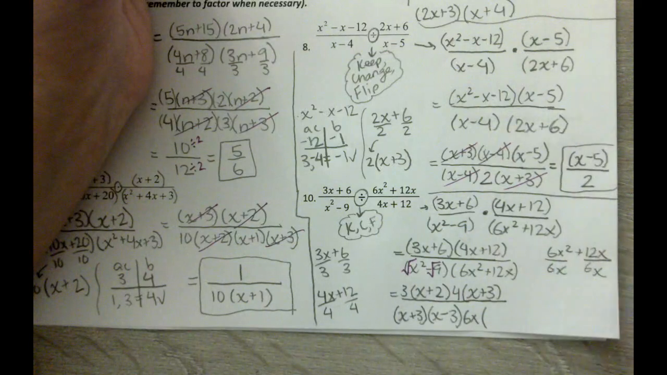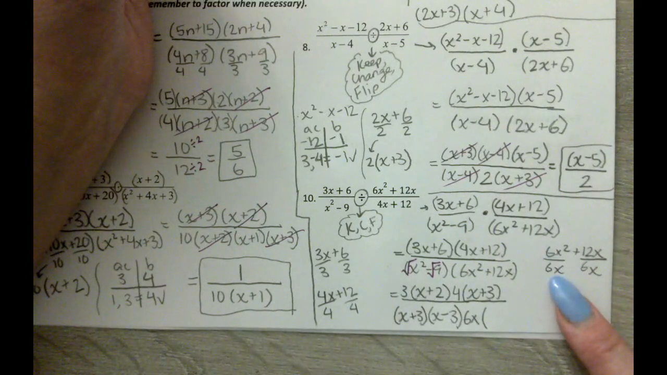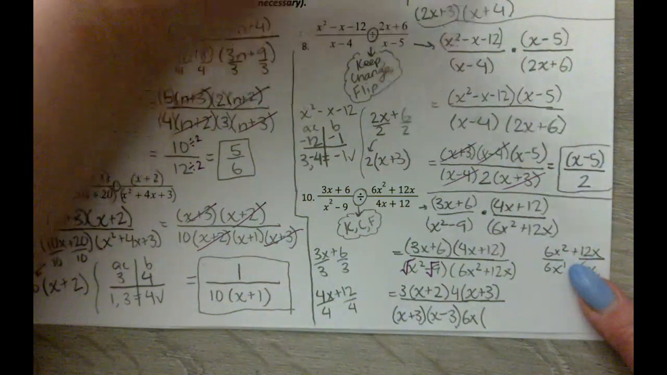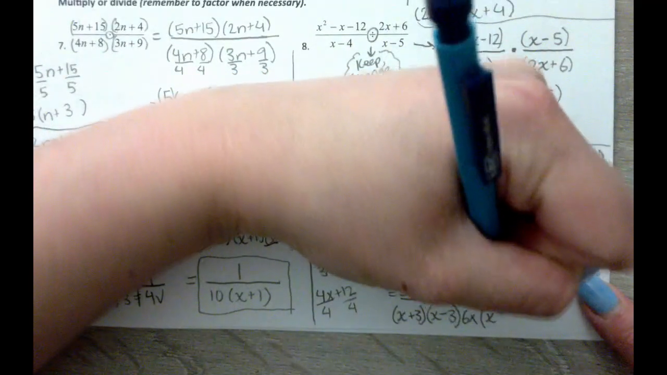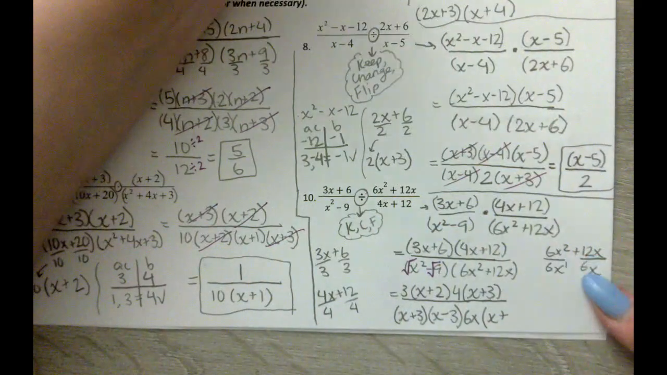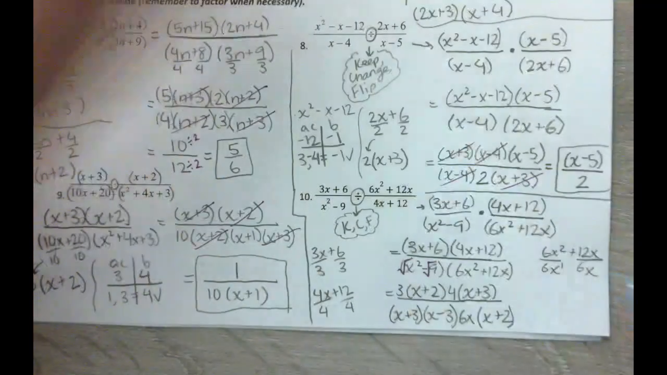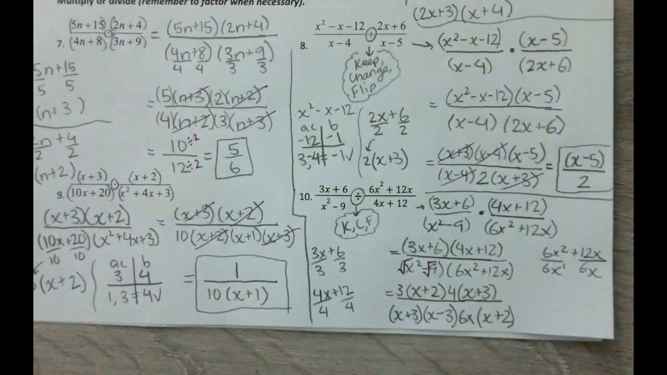What's left over? So the 6's cancel. We have x squared over x to the first. If I subtract, I'm just going to have x left. Plus 12 over 6, that is 2. And these x's are going to cancel. Okay, I managed to fit it all in there. So this is completely broken down, and now we can start canceling.